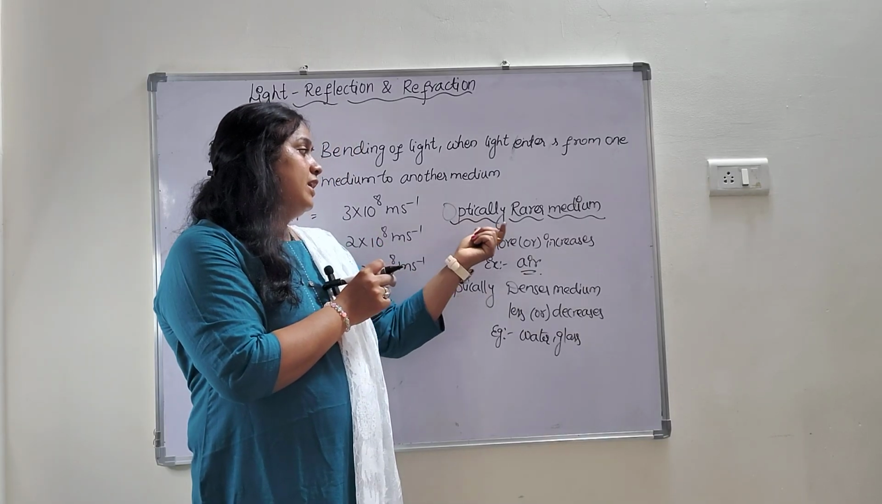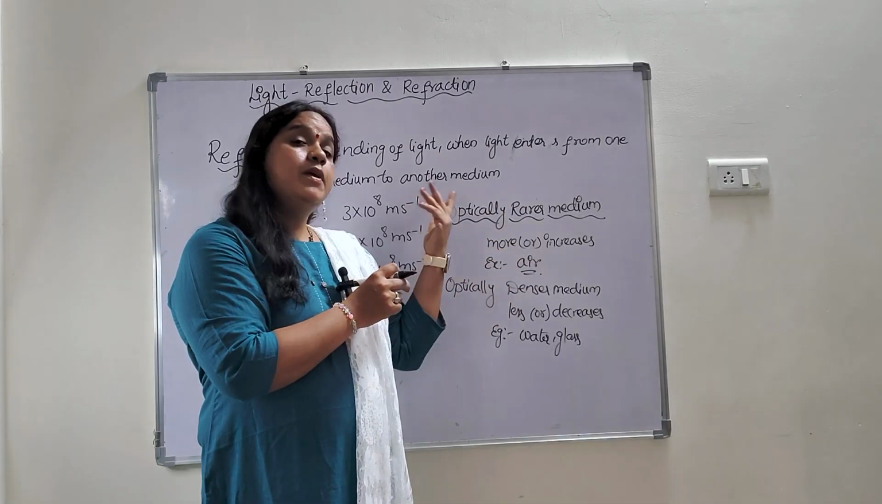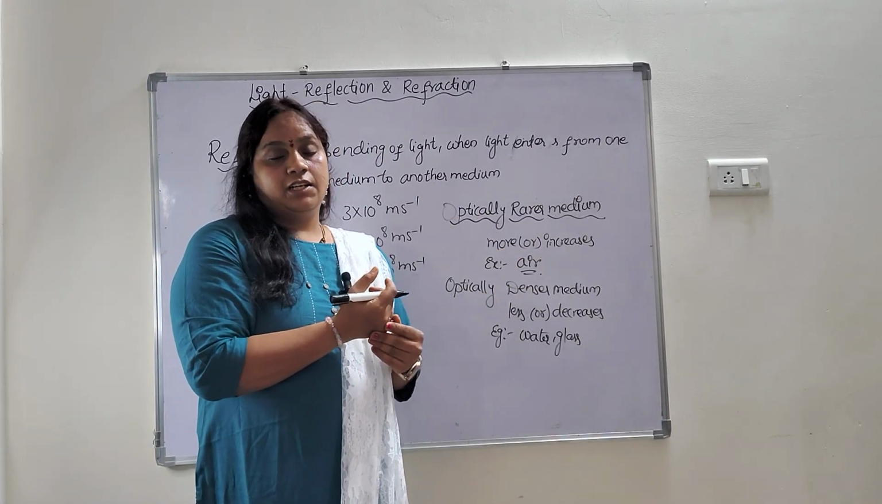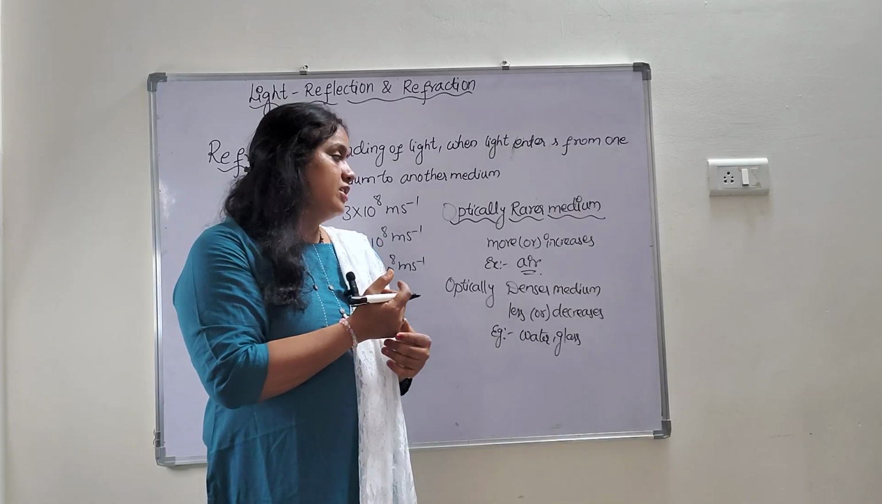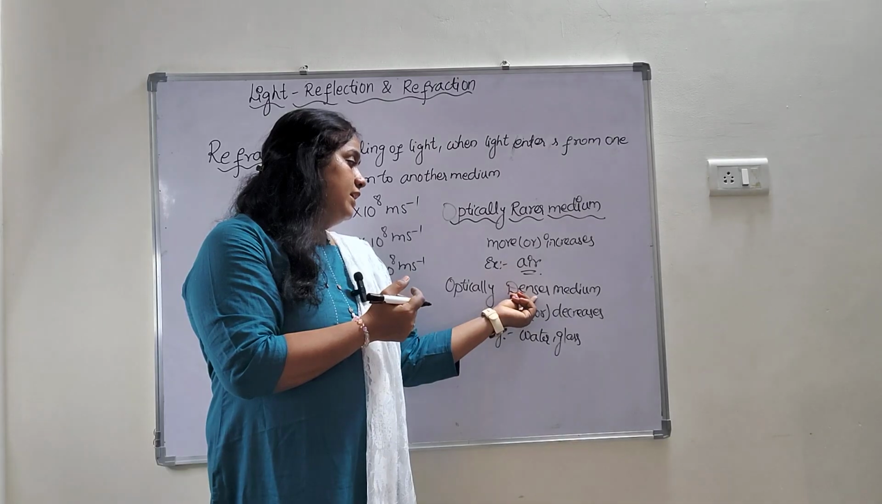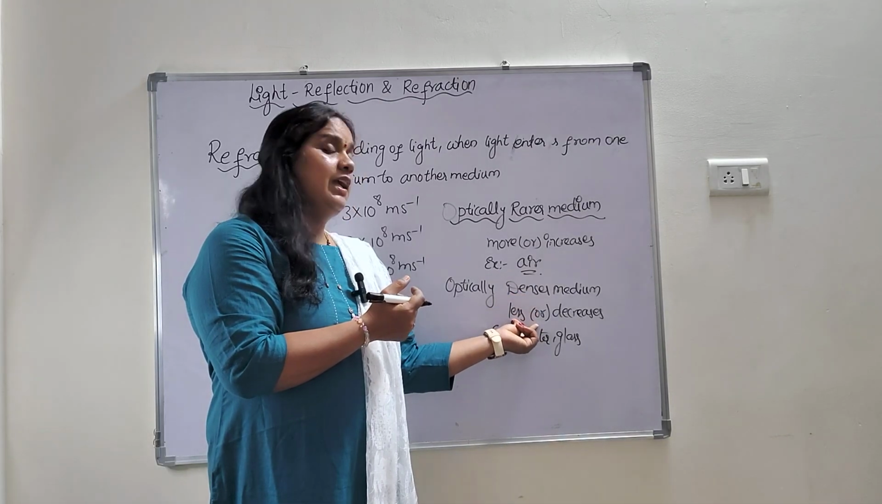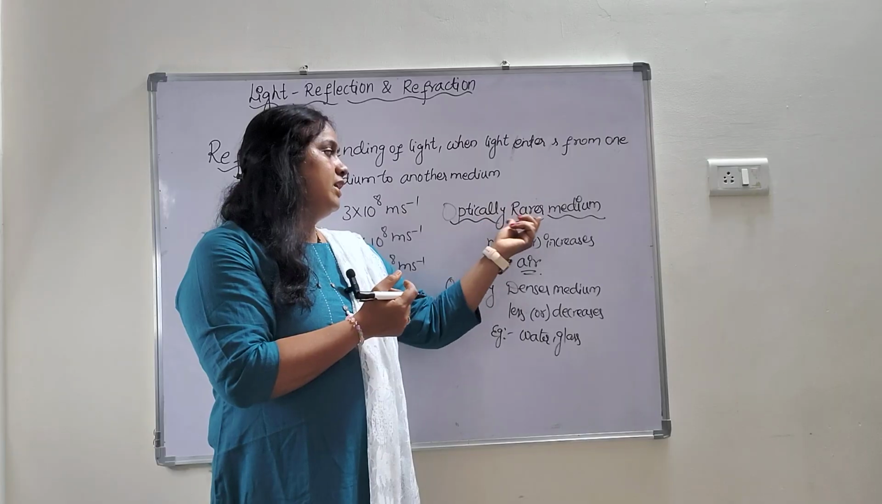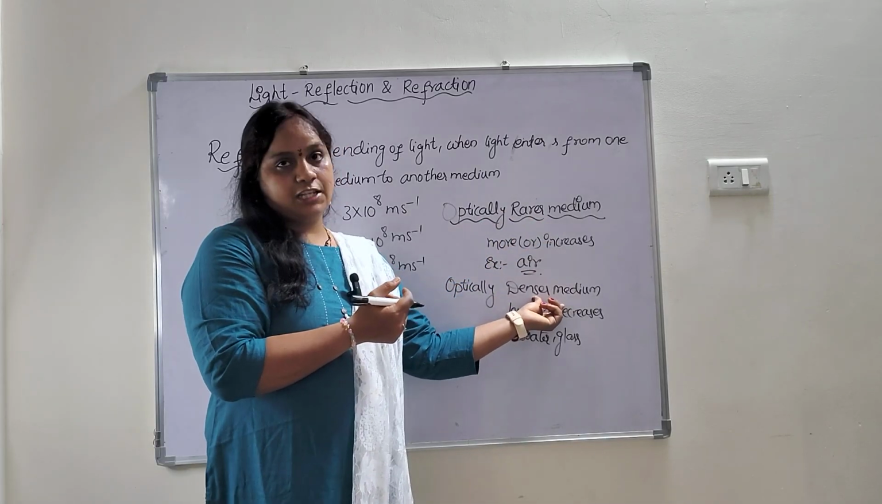Whereas coming to the optically rarer medium, the speed of light will be more, so the particles are going to move randomly, in different directions. Whereas in optically denser medium, the speed of light will be less. Example, water and glass. This is about optically rarer medium and optically denser medium.